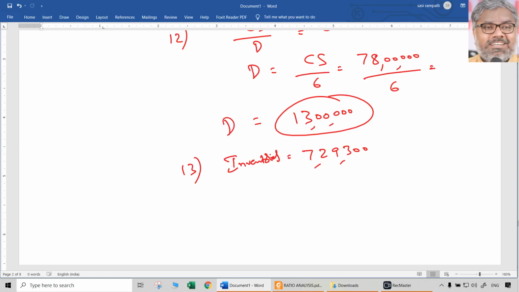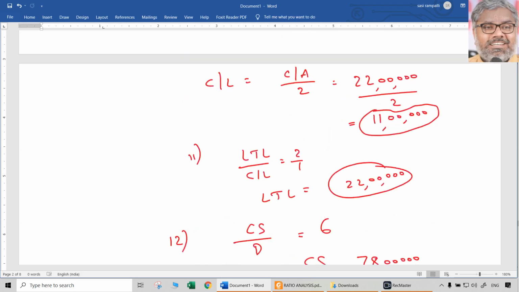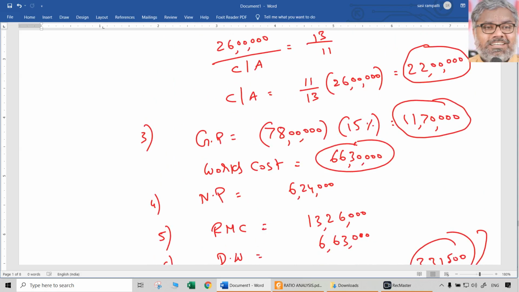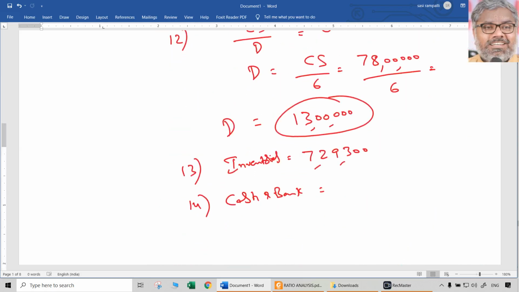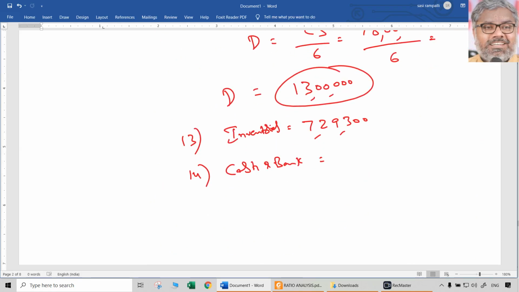Then what else will be there? You have debtors, you have inventories. Naturally, what will be the remaining? Cash and bank balances. That is the balancing figure of current assets. Total current assets we already calculated, that was 22 lakhs. So 22 lakhs minus 13 lakhs minus 729,300 will give you 1,70,700 as cash and bank balances.